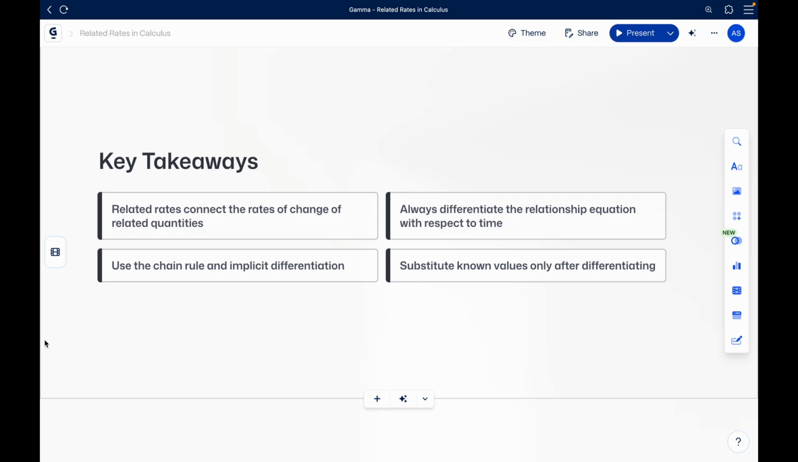First, related rates connect the rates of change of related quantities. Number 2, always differentiate the relationship equation with respect to time. Number 3, use the chain rule and implicit differentiation. And number 4, substitute known values only after differentiating.